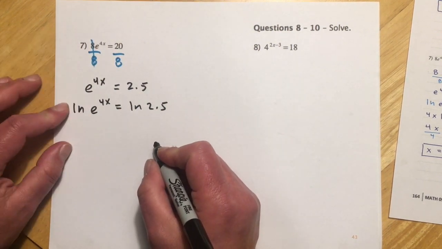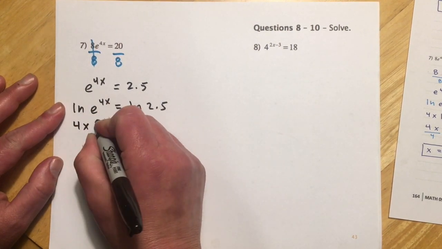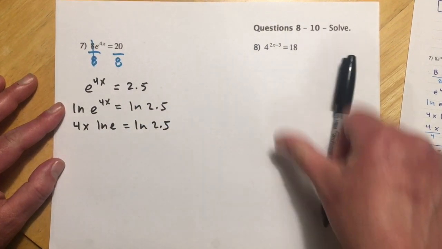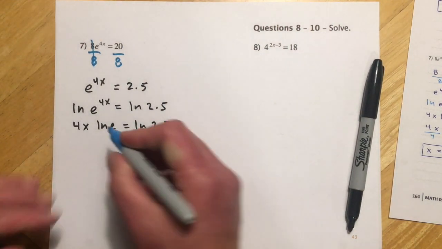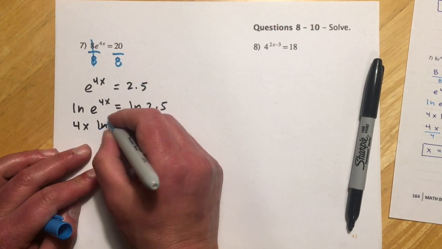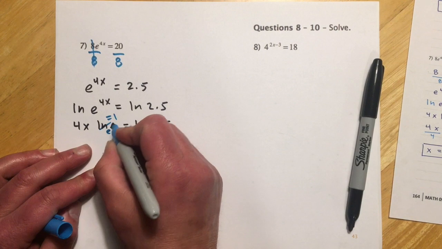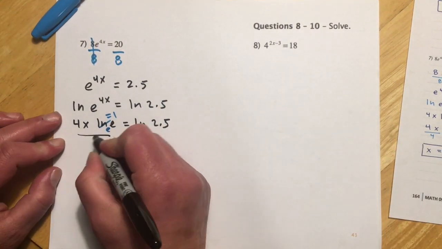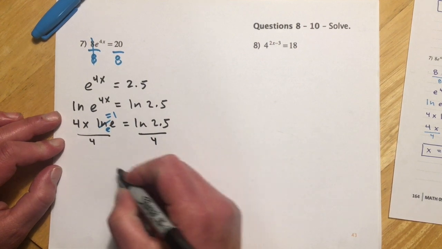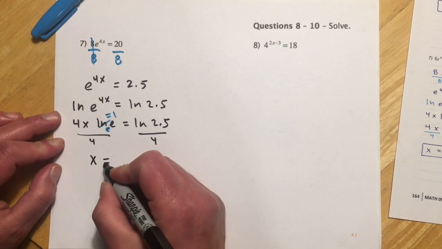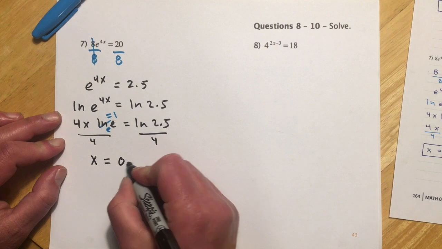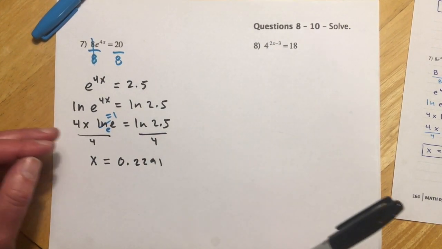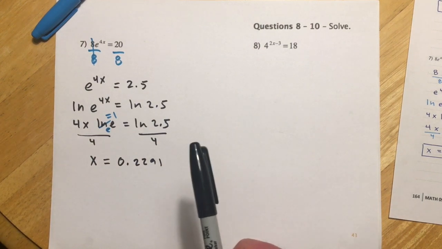And then I can bring the exponent down front. And then here's how come you want to use natural log, is because at least at this step, natural log of e equals 1, because what do I raise e to get e would be 1. So it just makes this division step a little bit easier. I divide out the 4 on both sides, and x equals, let's see, I got 0.2291. And then these next 3 are the ones that you guys try.